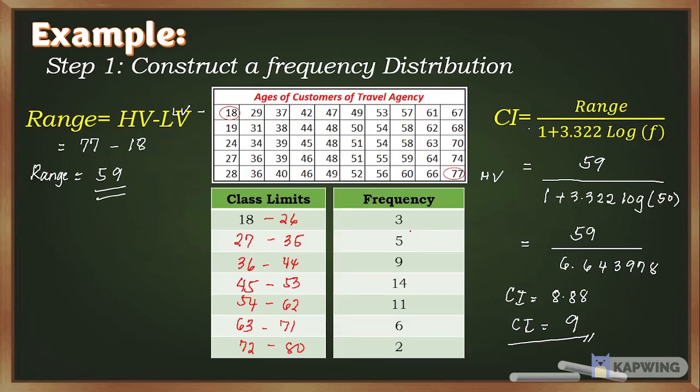I have also placed the frequency of each class limit. For example, 18 to 26 has three frequencies, and we can see that here in our raw data. So, 18 to 26, where are those? 18, 19, and 24. The rest, none. Likewise, 27 to 35 has 5 frequencies that we can find in our raw data. 36 to 44 has 9. 45 to 53 has 14. 54 to 62 has 11. 63 to 71 has 6. And 72 to 80 has 2 frequencies.